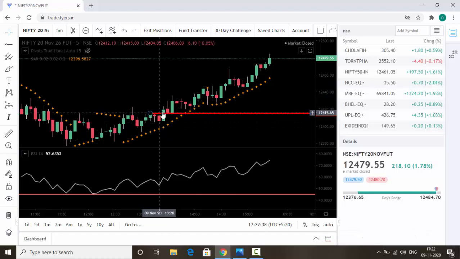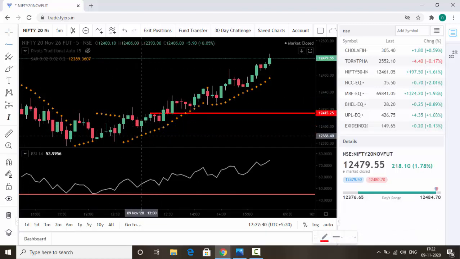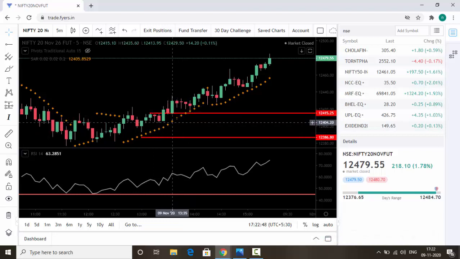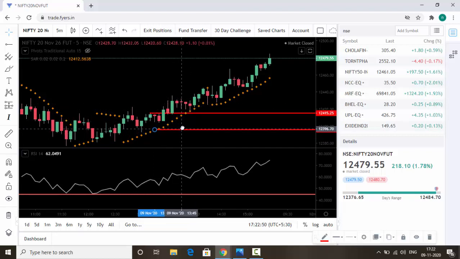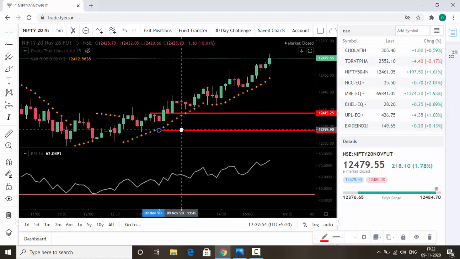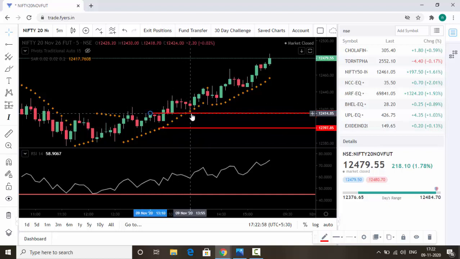Once it has crossed the high, we can take a buy here, and the stop loss should be below the Parabolic SAR. Okay, and you can trail the stop loss also. You can trail the stop loss whenever the market goes up, just below the Parabolic SAR. Now this is the buy condition.